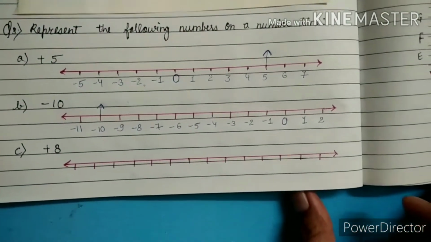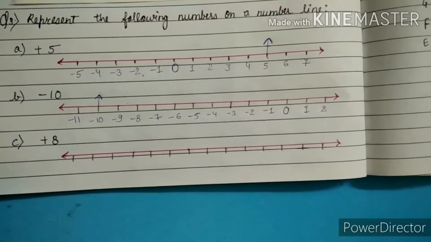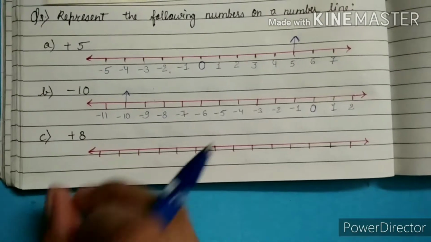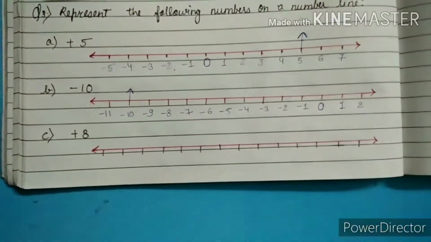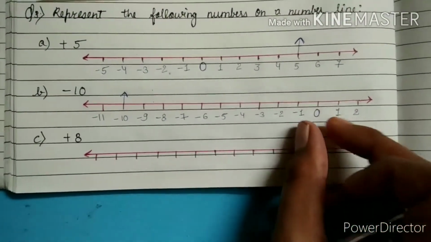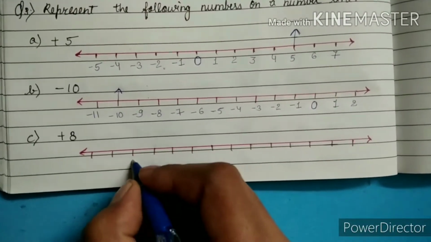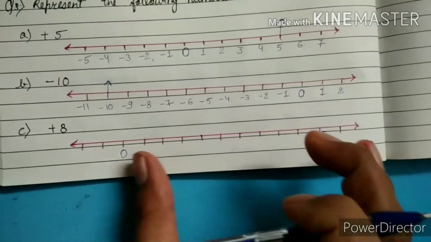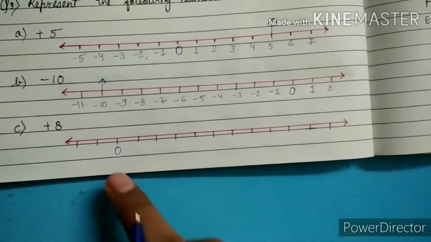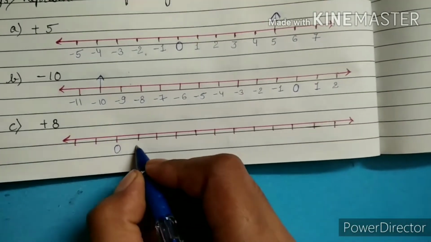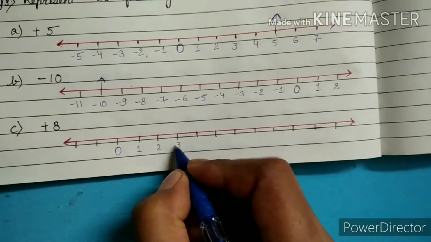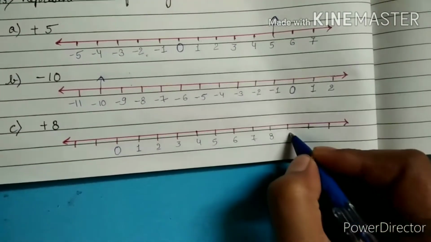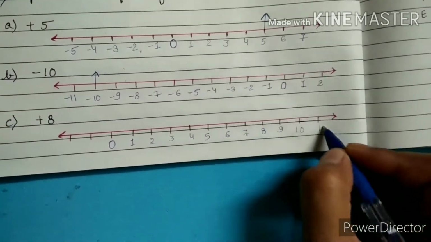Now C part is positive 8. So this time we need more positive side. So this time our 0 is shifted to this side because we want more right hand side. All the positive numbers will come on the right side of 0. Okay. So here 1, 2, 3, 4, 5, 6, 7, 8, 9, 10, 11.